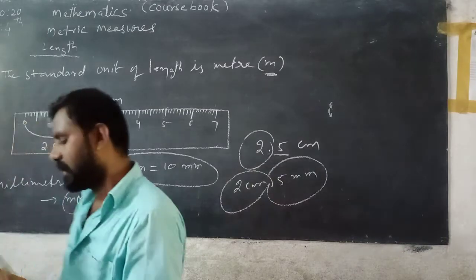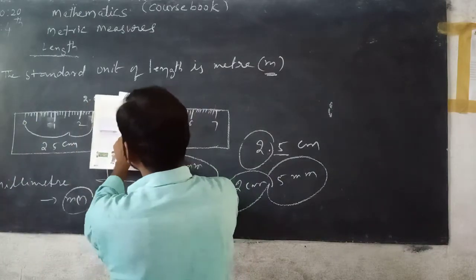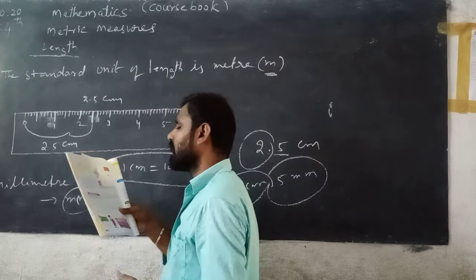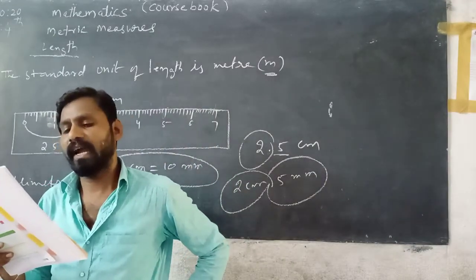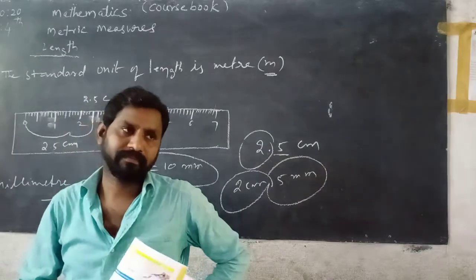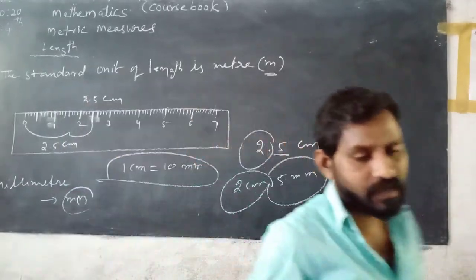Now next, look at the die. What is its length? Its length is more than 1 centimeter and less than 2 centimeter. See, this is the dice.